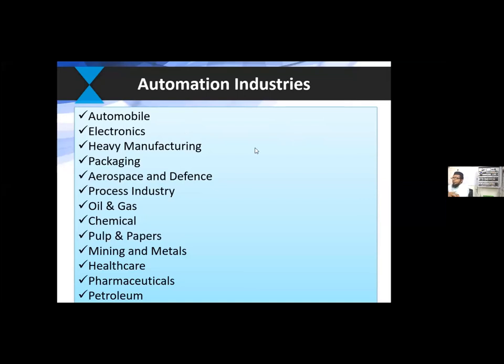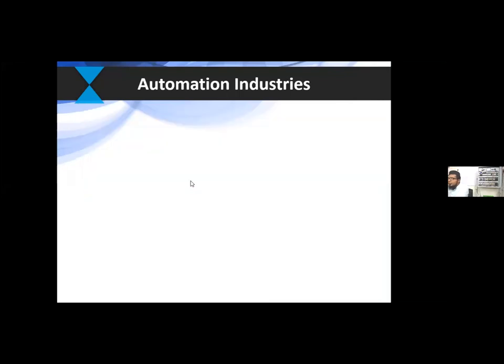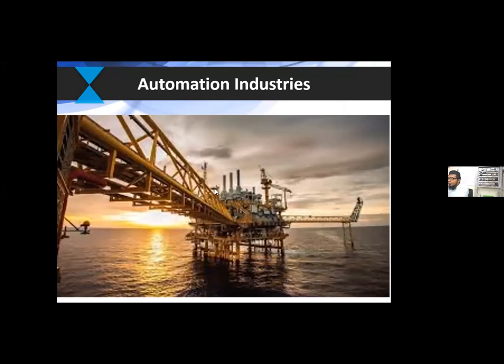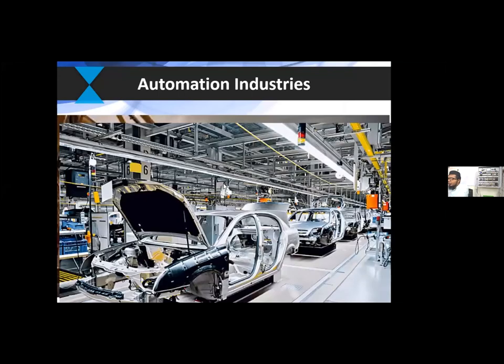Okay, so first this slide is regarding the automation industries. What are the main automation industries in the world? Number one is automobile. And number two, electronics, heavy manufacturing, packaging, aerospace and defense, process industries, oil and gas, chemical, pulp and paper, mining and metal. These are the most common industries all over the world using industrial automation technology. And there is a photo of some industrial automation technology they are using.